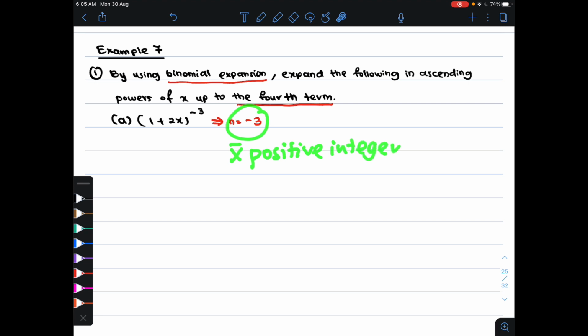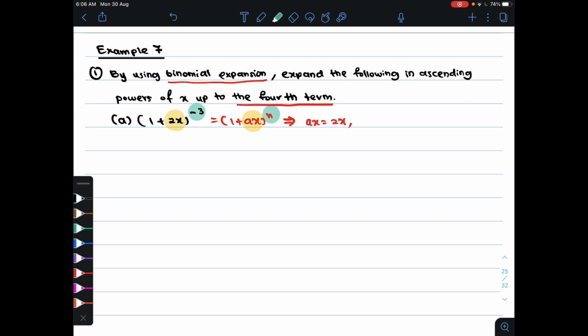Positive integer, maksudnya dia positif dan dia mesti nombor bulat. Maksudnya dia 1, 2, 3 sampai infinity. Tapi dalam case n kita sekarang, dia adalah negative 3. So, kita tahu kata dia bukannya positive integer. So, this means that this is the second case and we need to compare it with 1 plus ax to the power of n. Therefore, by comparison, you can see that ax is 2x and n is negative 3. So, dua benda je kamu perlu kat sini, ax dan juga n.